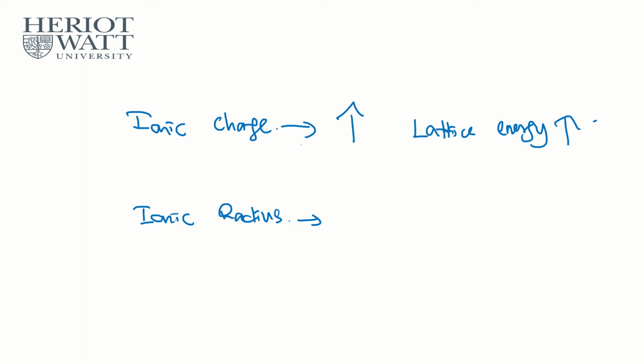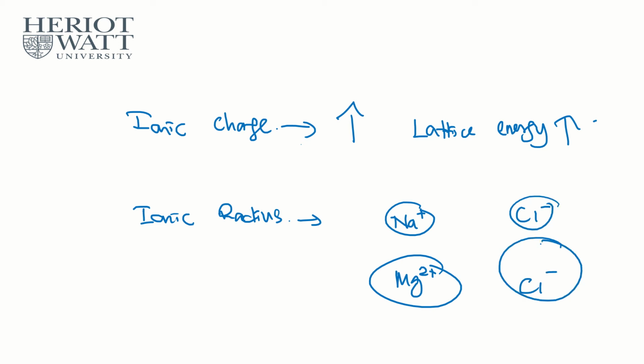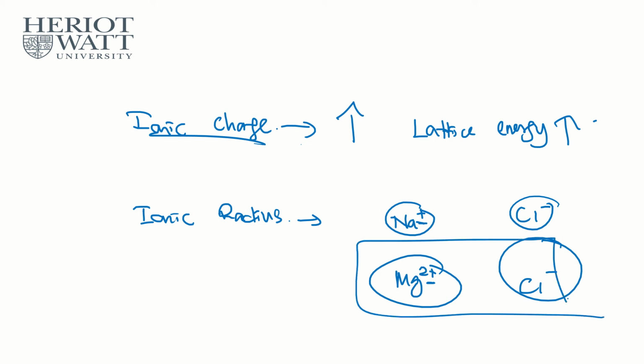Now, ionic radius. What about ionic radius? What do you think? Let's say I have a comparison between sodium ions and magnesium ions, and then we have chlorides here, chlorides here. Let's make a comparison. In terms of ionic charge first, it's very obvious here, sodium is positive, magnesium is 2 positive. So which means the ionic charge of magnesium is higher than sodium. Hence, magnesium chloride will have higher lattice energy as compared to sodium chloride.